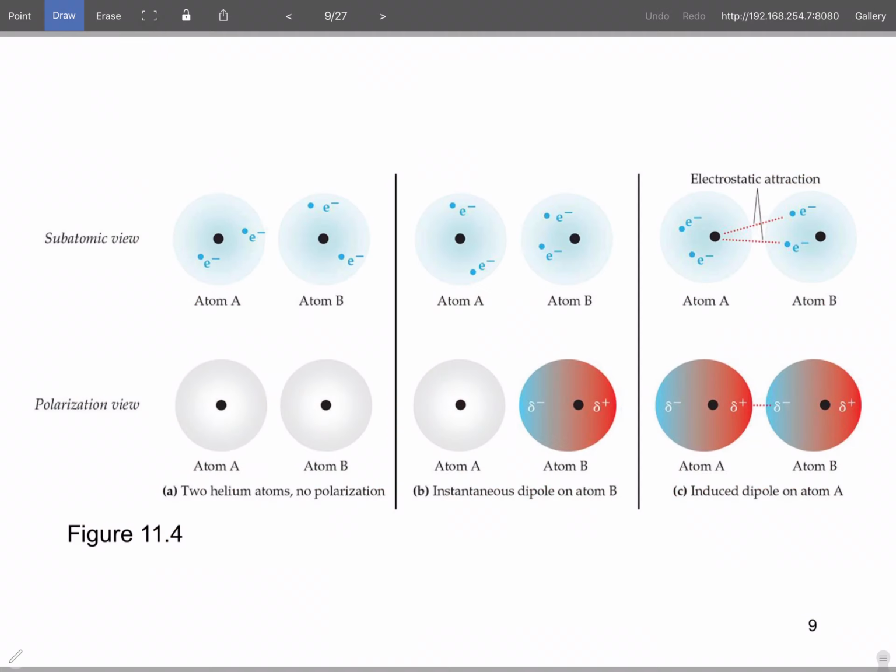All right, so here's a figure out of your text. If you'll notice, they're doing this on a subatomic level, and here you have your uneven distribution of electrons.